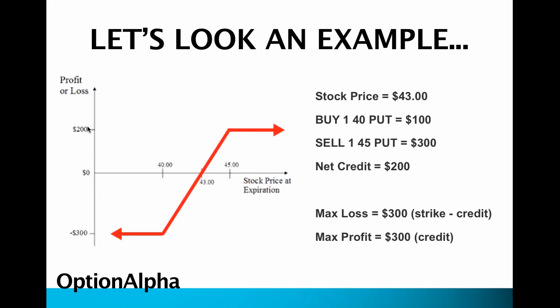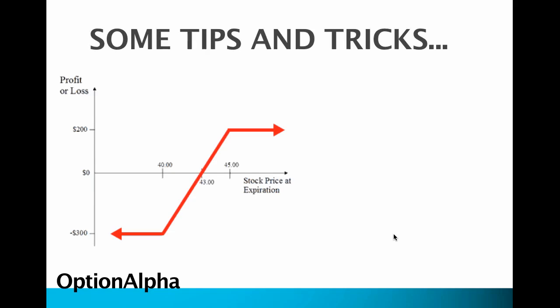And you can see that that is where our profit is actually capped on the top side. Now our max loss is actually $300. Again, it's the strike price minus the credit. So 45 minus 200 is going to be that $300 loss. And again, this maximum profit is not calculated correctly, but our maximum profit is actually 200, or the net credit that we received.